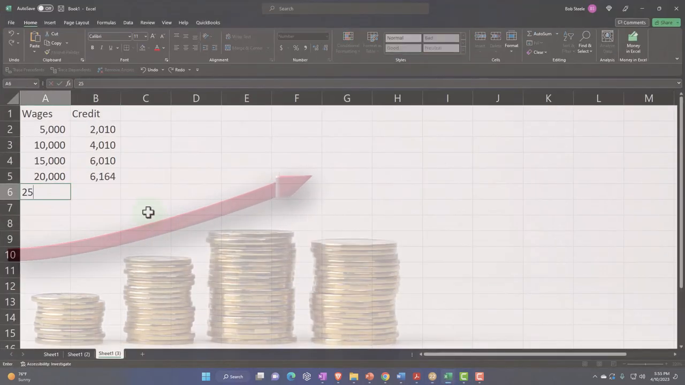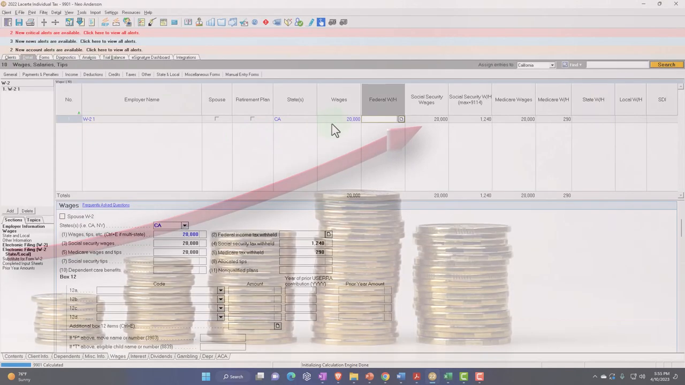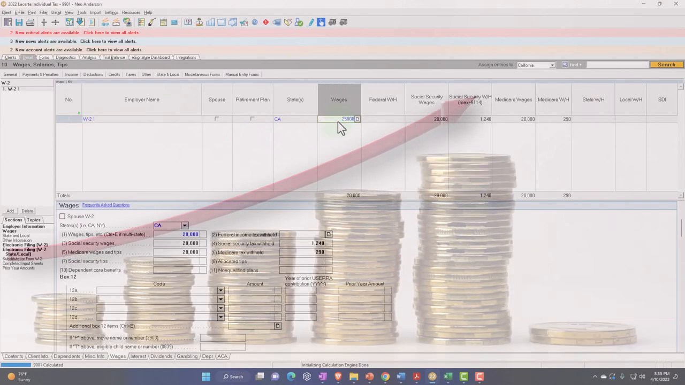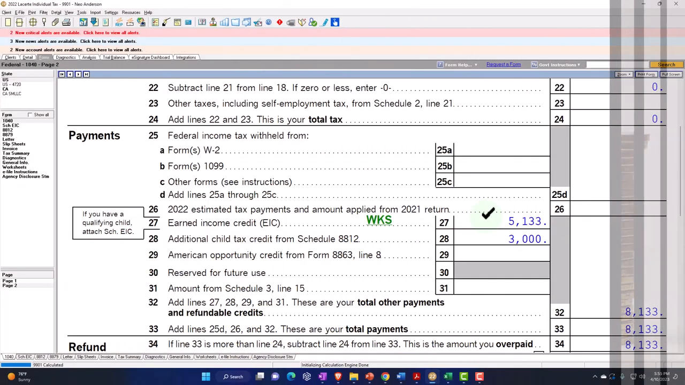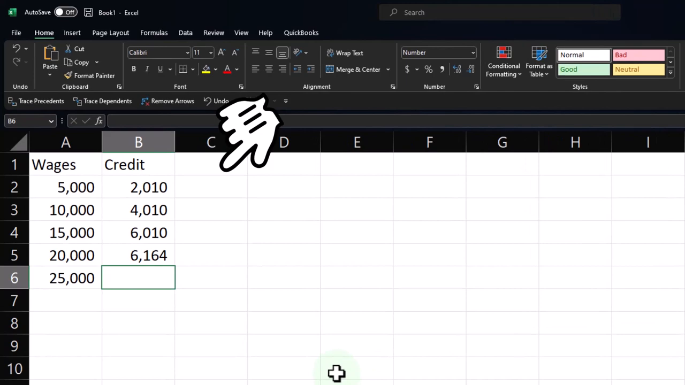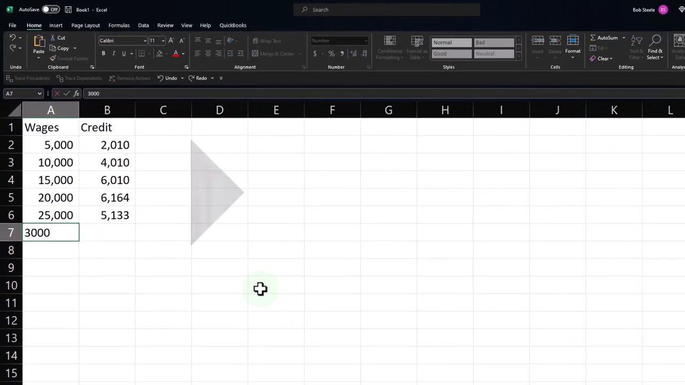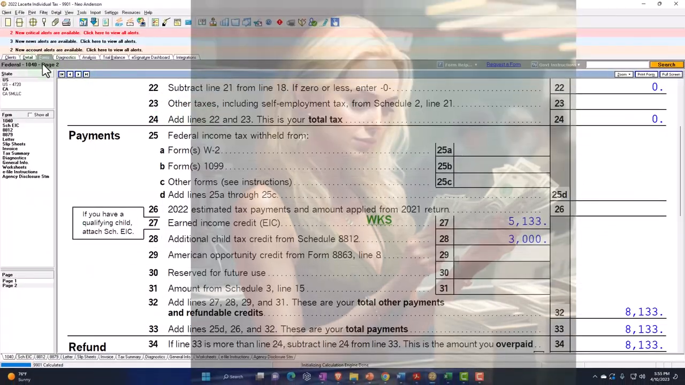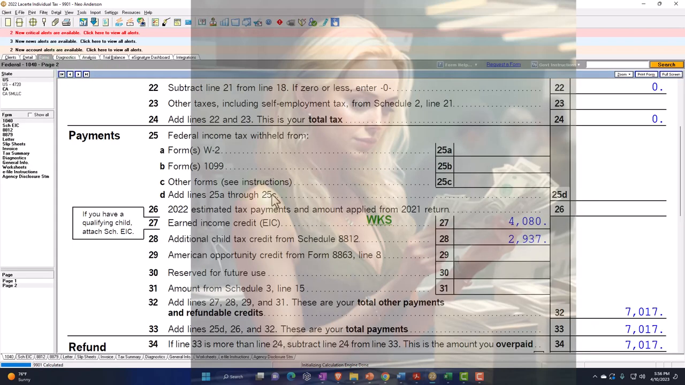Let's go to 25,000. There we have it. And now we're back down to the 5133. Let's bring it up to 30,000. And that comes out to the 4080.